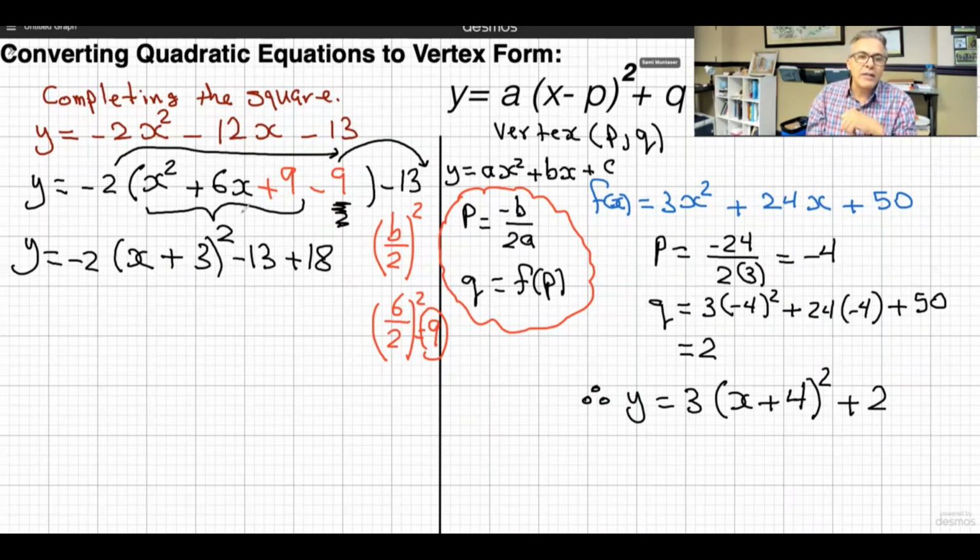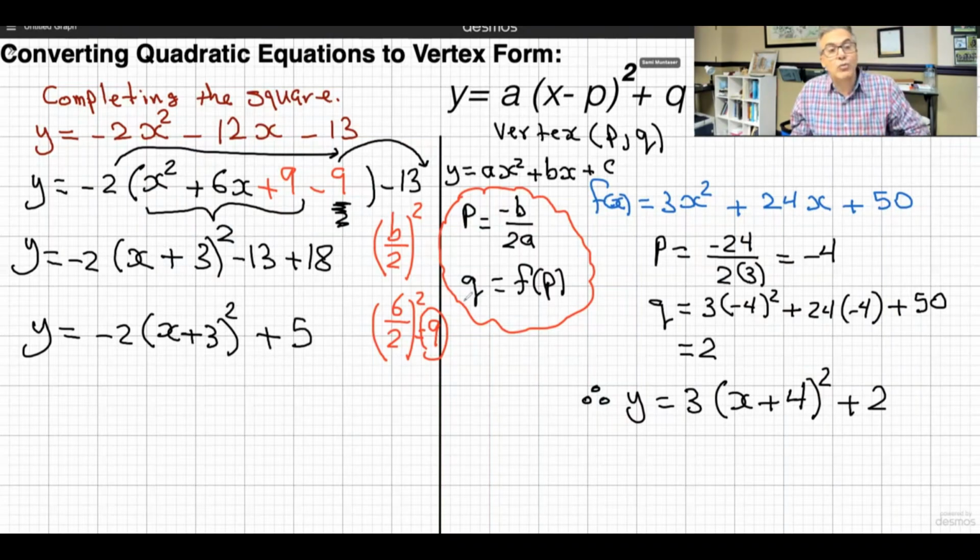And then when you're factoring this, all you need to do is write an x here, and the square root of the number that you added, the 9. The square root of 9 is 3, and then the sign after the x squared is what goes in there. So if this was negative, then you should put a negative in here, not a positive. Okay, now let's finish this. Y equals -2 brackets x plus 3 squared, and -13 plus 18 will give you +5.